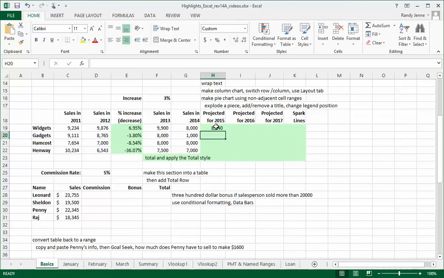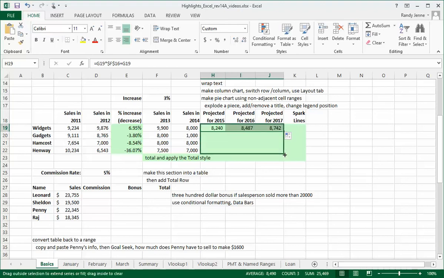So my new amount for 2015 should be 3% higher than the previous year. I could fill that across. I could fill that down. And it would fill in all of the appropriate values. So in other words, each year is increasing by 3%.